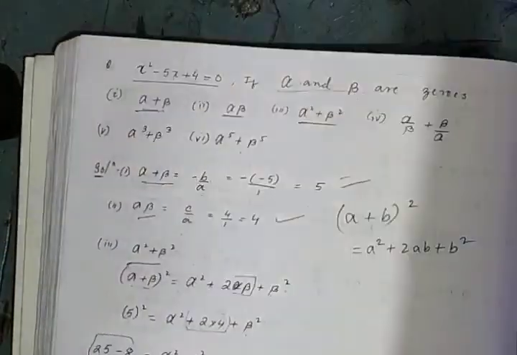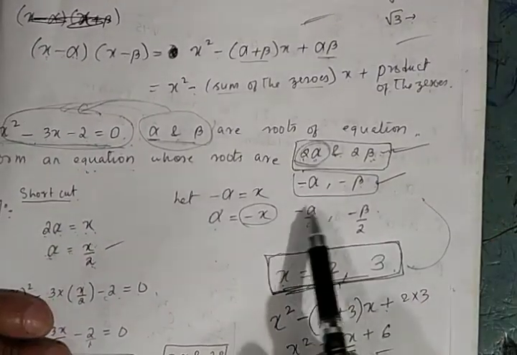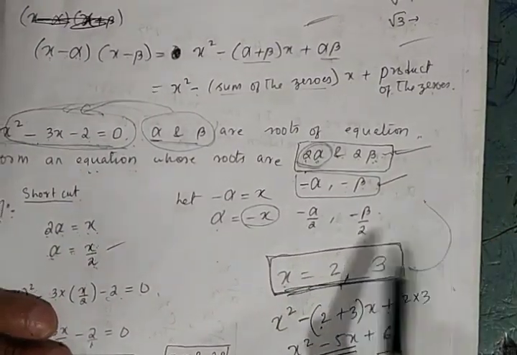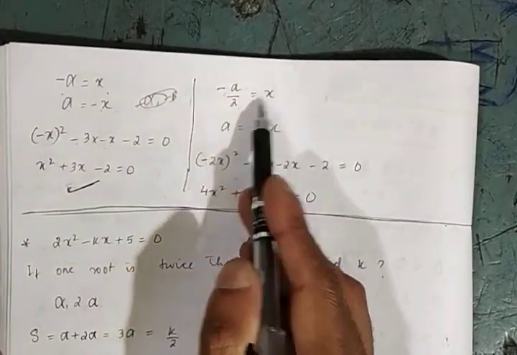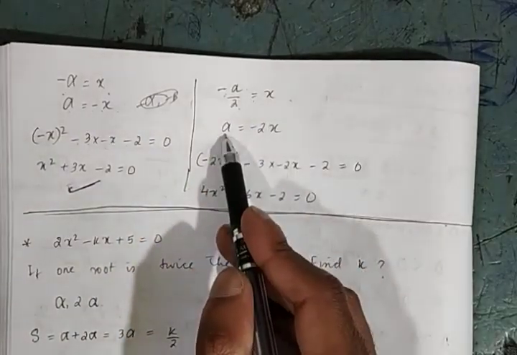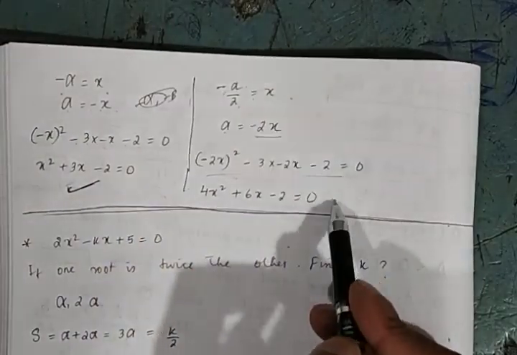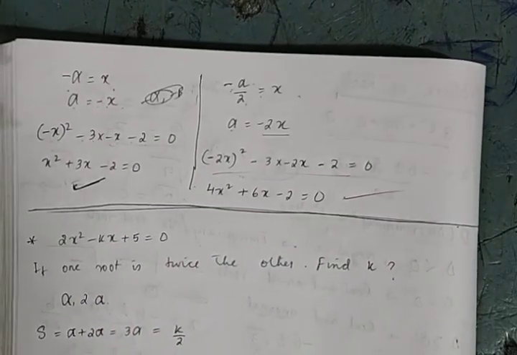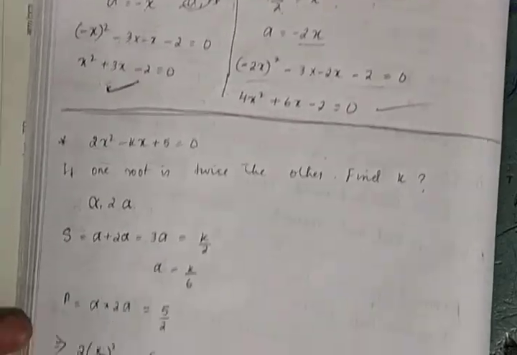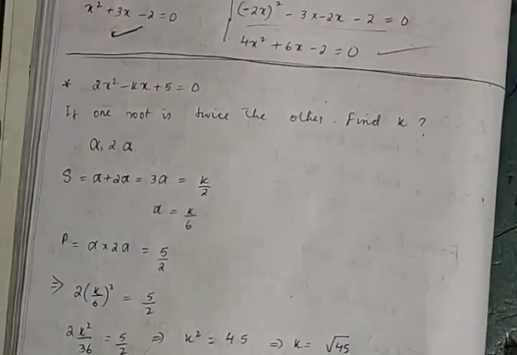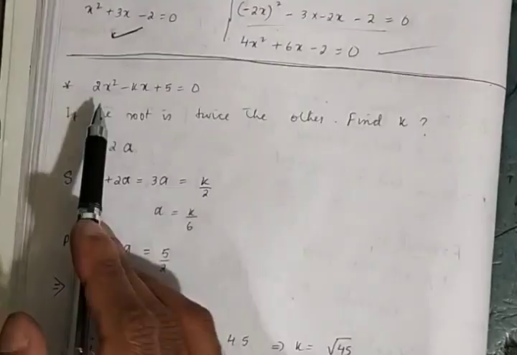Similarly, another also I have, last one is what? Minus alpha by 2 and minus beta by 2. So just write again same thing. Minus alpha by 2, let it be equal to x, and find out alpha. Alpha is minus 2x. Put here. This is the quadratic polynomial. So 2 more examples to be shown, and then we'll just finish for today. Now let's see.